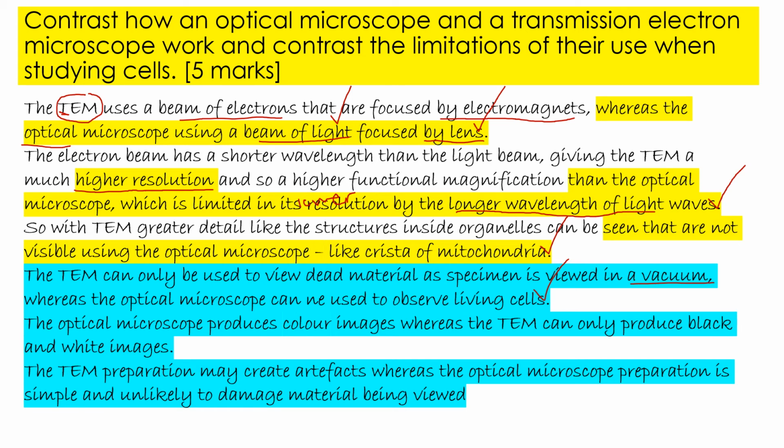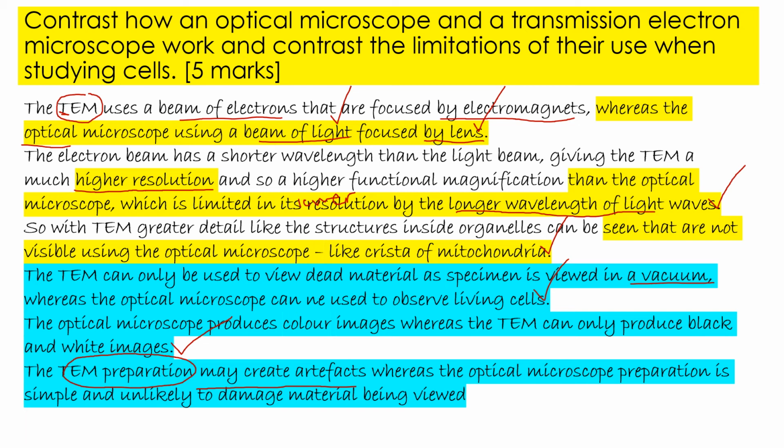The optical microscope produces colour images, where the transmission electron microscope can only produce black and white images. Will also get you a mark point. And the transmission electron microscope preparation may create artifacts, whereas the optical microscope preparation is simple and unlikely to damage the material being viewed. So this is much more likely with the complex cutting of the thin samples and in the resin and the staining techniques that are used and the electron beam itself. That's what creates artifacts. You don't get artifacts in the optical microscope, and any damage you would do to the tissue, it is much less because obviously it's a very simple preparation.